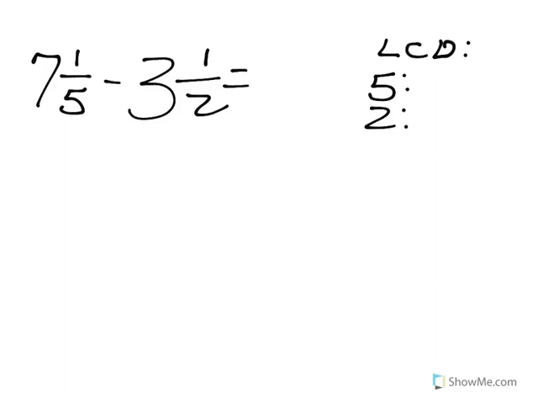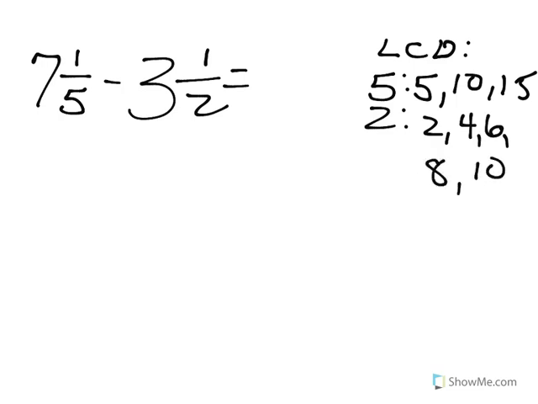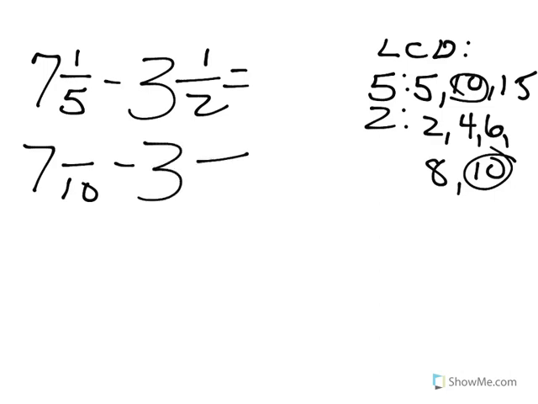The first 3 multiples of each are 5, 10, 15, 2, 4, 6. I don't have enough, so I'm going to have to keep going with 8, 10. And now I see that 10 is going to be my LCD. I need to rewrite my fractions, or my mixed numbers, with 10 as my denominator. And in this case, I changed both denominators to 10.